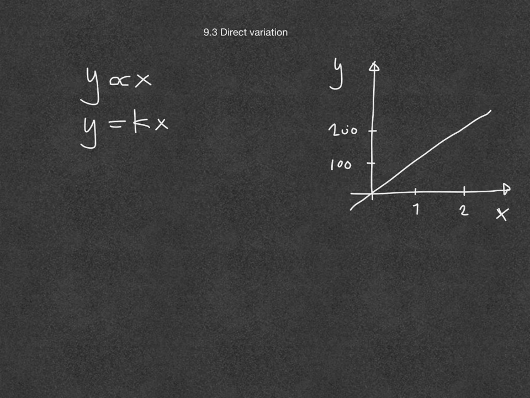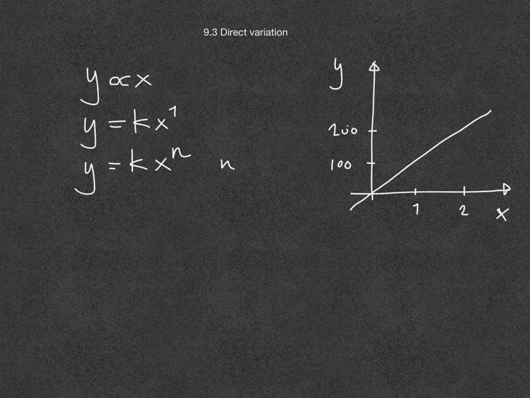From the examples we know, the x is to the power of 1. But we can generalize this and say that direct variation is whenever we have a constant k multiplied with an x to the power of n, so any number. Well, n is a part of the set of integers.